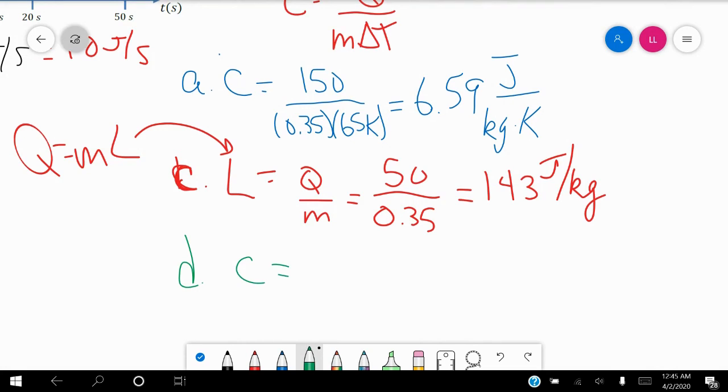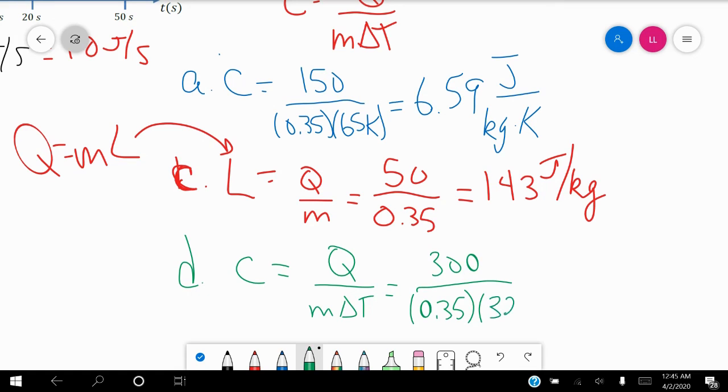Now part D, we're again finding specific heat. So again, we use Q equals mc delta T. Let's solve it for c, it's Q over m delta T. And for that 30 seconds, we're adding 300 joules of heat. Again, the big assumption in these questions is that we don't lose any mass. So now we just simply do 300 divided by 0.35 times 32, and we get a specific heat of 26.8 joules per kilogram times Kelvin. So there are your answers for this particular example.